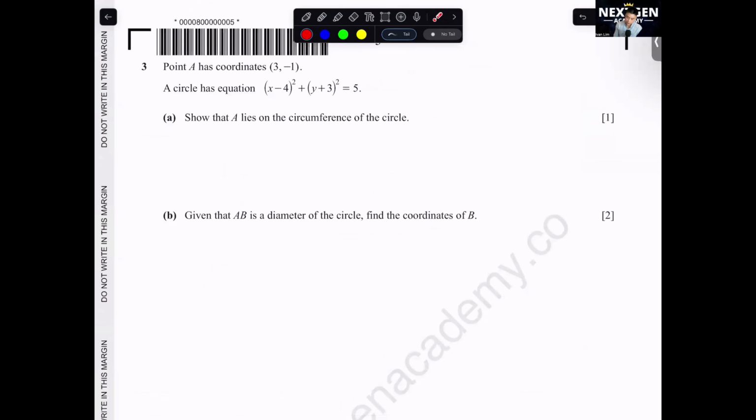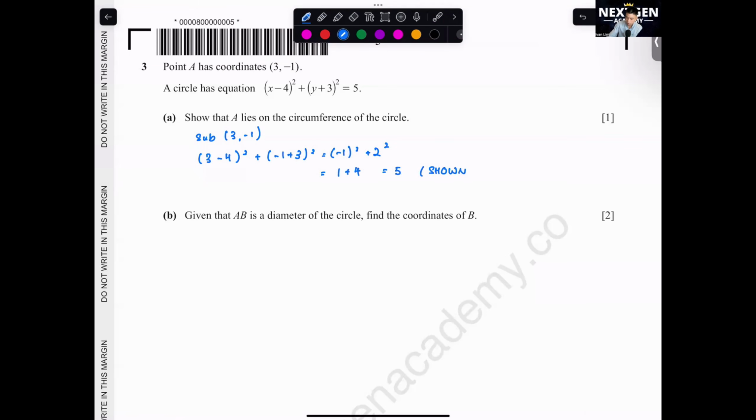Show that A lies on the circumference of the circle. How do we show that it is lying on the circumference? You just need to satisfy the equation. When we sub in x equals 3 and y equals -1, it should be equal to 5. All you need to prove is this. So sub in (3, -1): (3 - 4)² + (-1 + 3)². Do some sort of working so that at least we can see. Here will be 1 plus 4, which equals 5. And you can write here, shown.